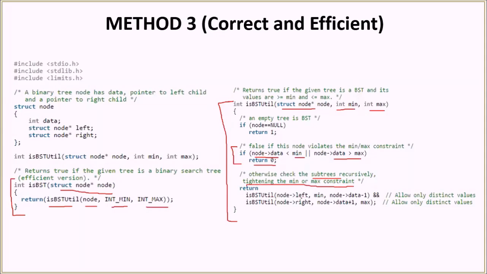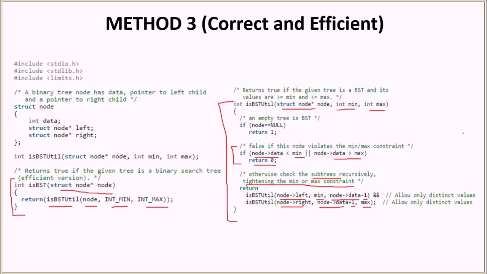So for the left subtree, we'll keep the minimum value the same as the current call, but the maximum value will be the node's data minus 1. This is basically the maximum value which will be allowed. And since we cannot have duplicate values, we're doing a minus 1 here. Now for the right subtree, we'll have the node's data plus 1, again because we don't allow duplicate values, and then we have the same maximum value.